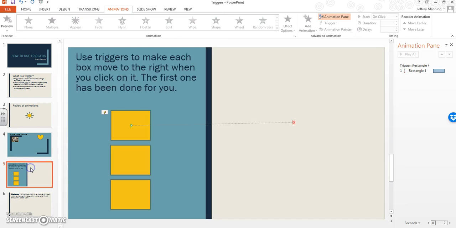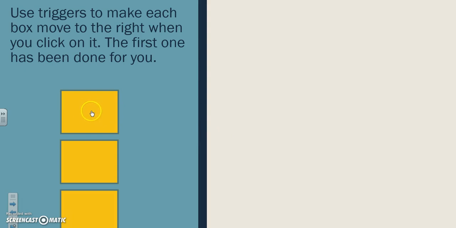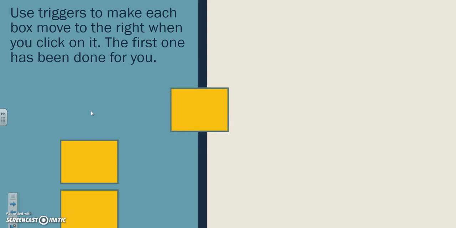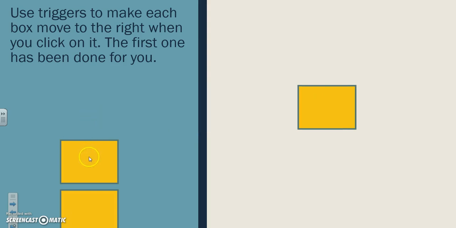I'm going to go to this next slide here. It says use triggers to make each box move to the right when you click on it. The first one has been done for you. So I've got these three boxes, and you can see that this box already has an animation, a motion path where it goes from left to right. And if I look at my animation pane, that was a trigger. So if I go into slideshow view, when I click on this box, it should move to the right. And there it goes. If I click on these boxes, nothing happens. And that's because I haven't added a trigger yet.